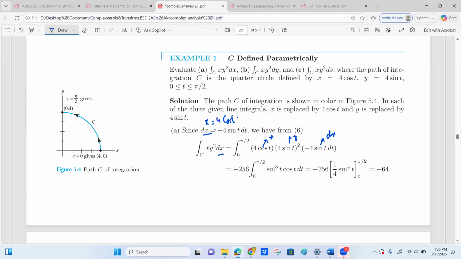Okay. Then you realize that 4 times 4 is 16, and 16 is again multiplied by 4. Its result is minus 256, and the integration limit is from 0 to pi by 2, and we have the power of sine t, sine cube t, and this is the value of cos t dt. So minus 256.